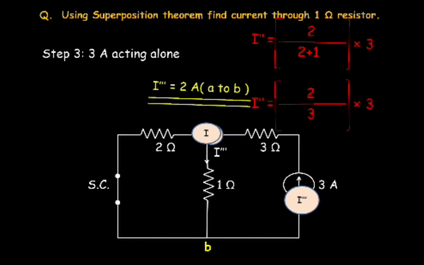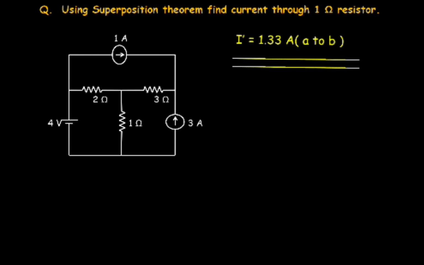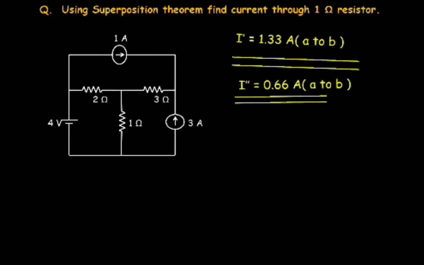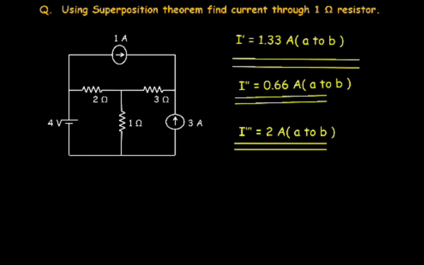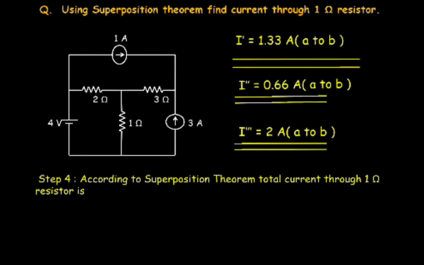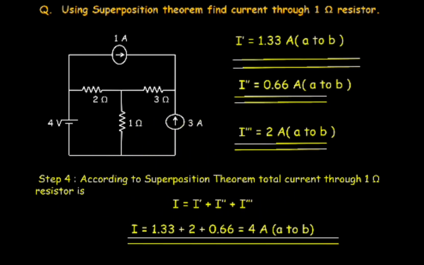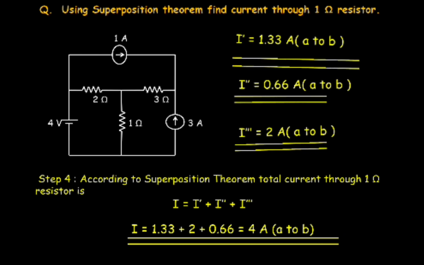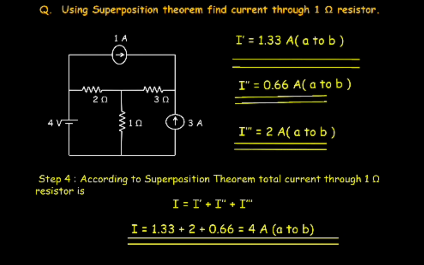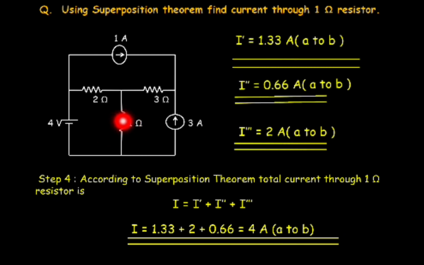So we are done with all the three steps. So let us find the current in all the three steps. So we got I dash, we got I double dash, and then we got I triple dash, and the direction of these three currents is from A to B. It means the direction is the same for this I dash, I double dash, and I triple dash. And hence is step number 4. According to superposition theorem, the total current through 1 ohm resistor is I dash plus I double dash plus I triple dash. So finally we are getting 1.33 plus 2 plus 0.66 is equal to 4 amps, and that is from A to B. So we got the total current flowing through this 1 ohm using superposition theorem.